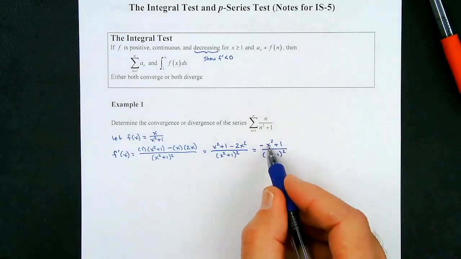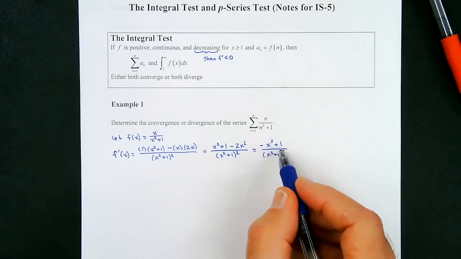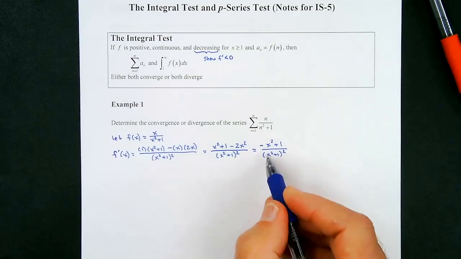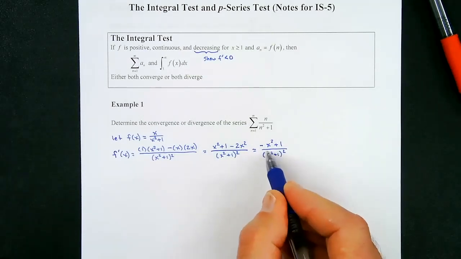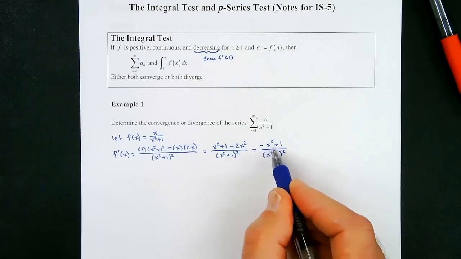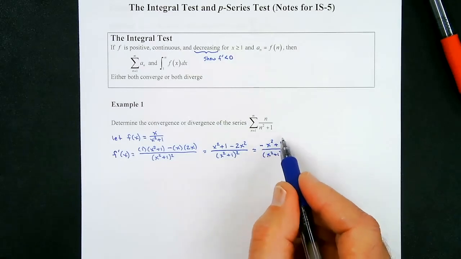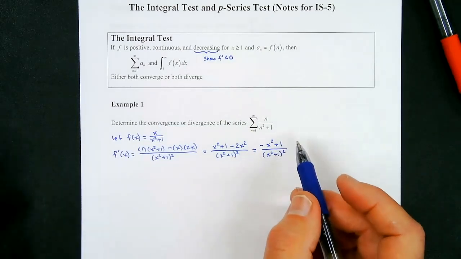But remember, our x's are greater than or equal to 1. So if they're greater than 1, the x squared part is going to be more than this plus 1. So the numerator will wind up being negative. Our denominator, again, we're taking x squared and adding 1. That's going to be positive, and we're going to square it, so that's still positive. So this denominator is always going to be positive, and the numerator is always going to be negative for x greater than 1.